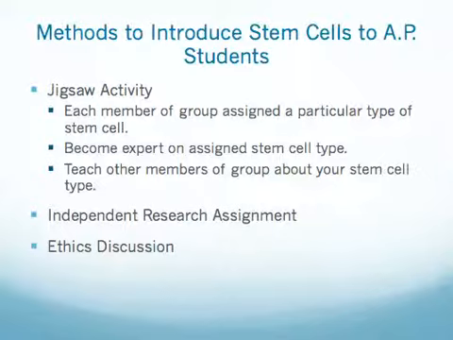Those members are then each assigned to become an expert on their assigned cell type. So there would be a research project they have to do with it, or I'd have a sheet with the main requirements that I need them to find. They would have to determine what the important details are for their particular cell type. And then once they feel that they're the expert, they've completed the sheet, they would go back and teach the other members of their group about their particular stem cell type.